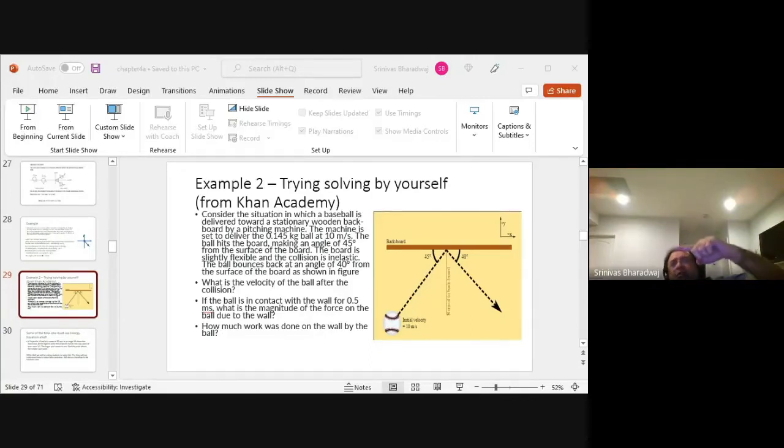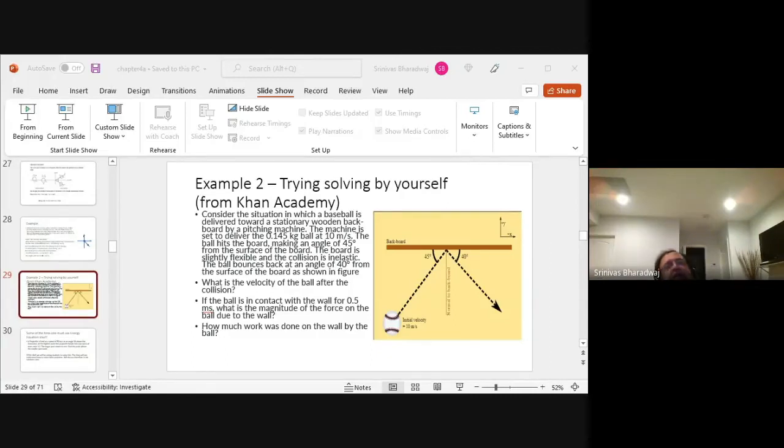At the highest point, what happens? There's no vertical velocity. In the horizontal direction, there is no force. 50 times cos 30 is the horizontal velocity. In the vertical direction, is energy conserved? No, energy is not conserved.